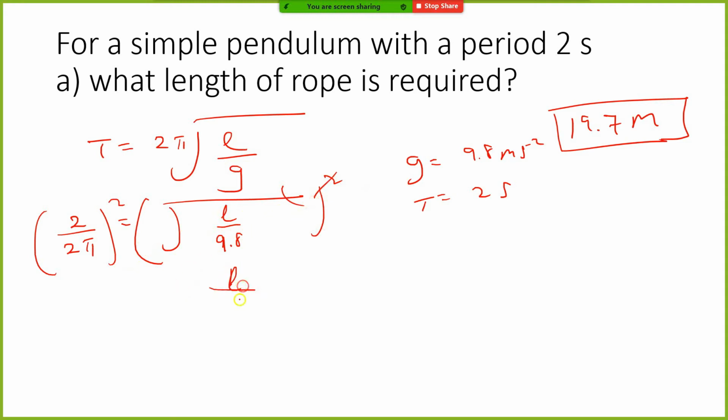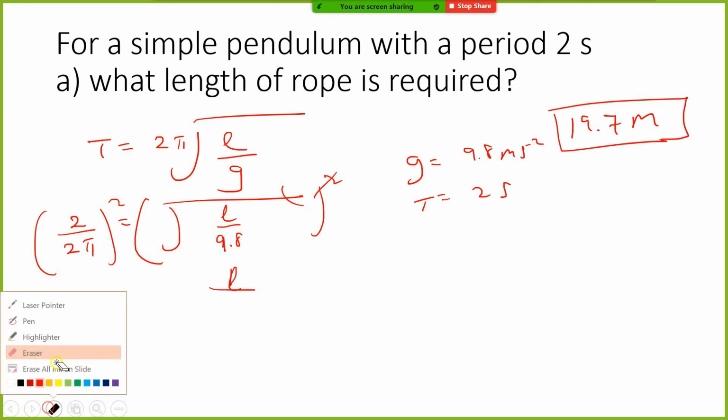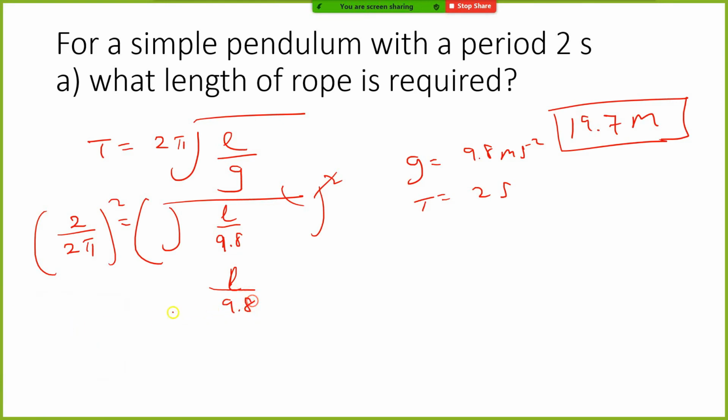divided by g, which is 9.8. And of course, because we're squaring this side, it becomes 4 again, and this becomes pi squared, is equal to L divided by 9.8. We need to take that 9.8 and bring it across so that we get L as the subject. So L is now equal to 4 times 9.8 divided by pi squared.